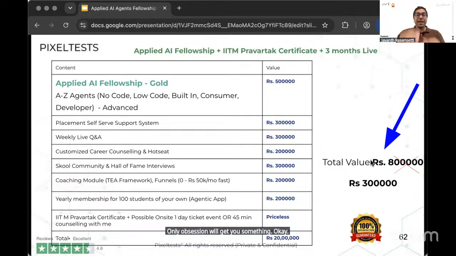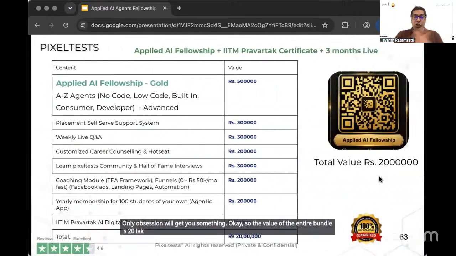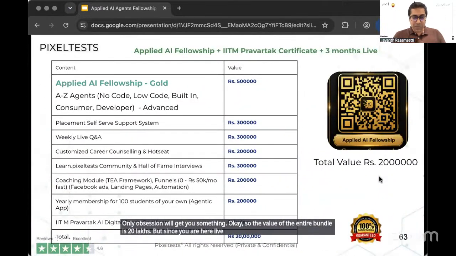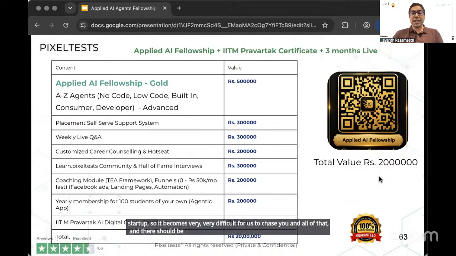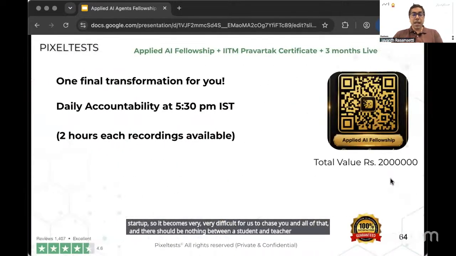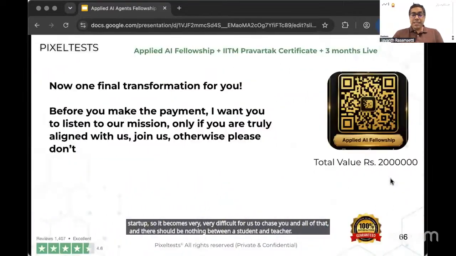Okay, so the value of the entire bundle is 20 lakhs. But since you are here live and there are going to be no callbacks, we don't do one-to-one. We are a small startup, so it becomes very difficult for us to chase you, and there should be nothing between a student and teacher. So this is the mission I told you.